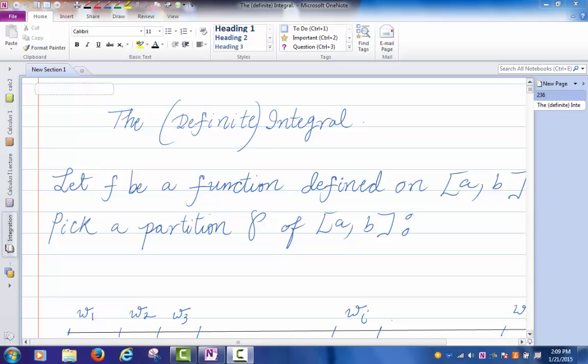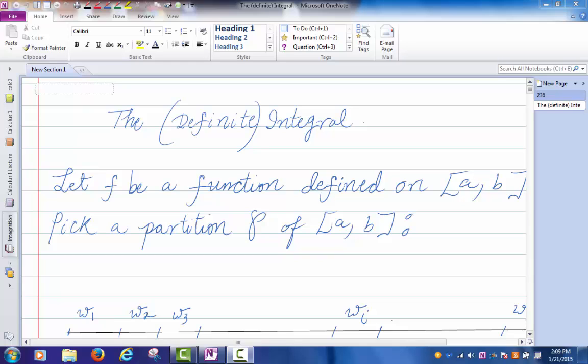We move on. So what's the definite integral? We looked at the indefinite integral. What was that? The indefinite integral is basically the antiderivative of the function. So is the indefinite integral a number or a function? The indefinite integral is a function. The definite integral is going to be a number.